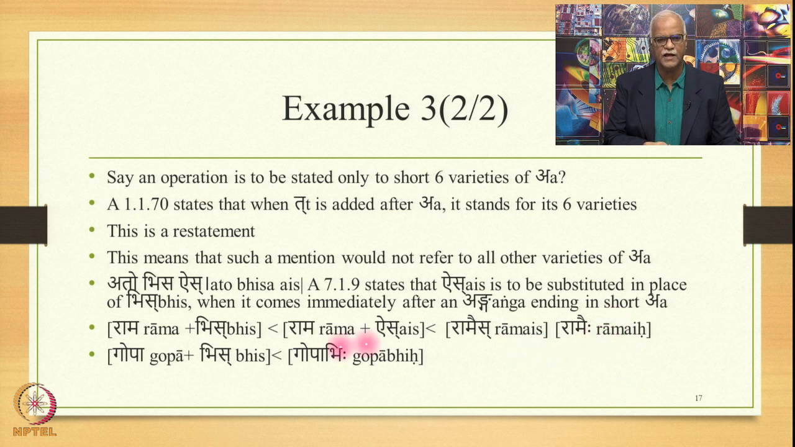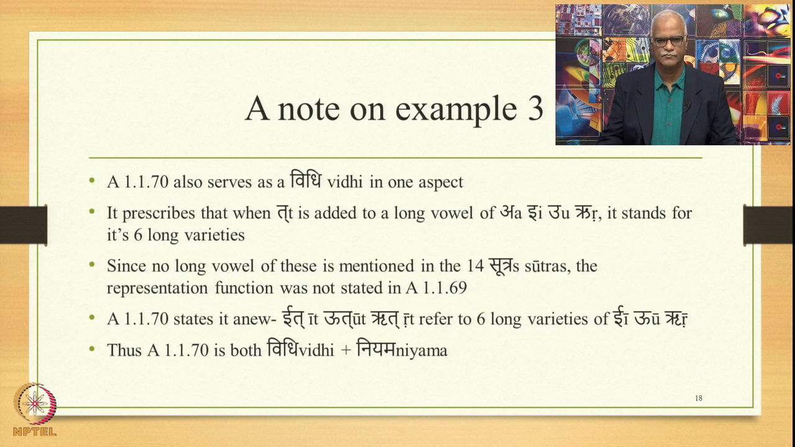But this does not apply to Gopa plus Bhis because the word mentioned in the sutra is At, which refers to only short A, does not refer to all varieties of A as was the case in Asya Chwau. Here A refers to only the six short length varieties of A. This is not that short, therefore we don't substitute this Bhis by Ais over here and we get the form Gopa Bhihi as it is.